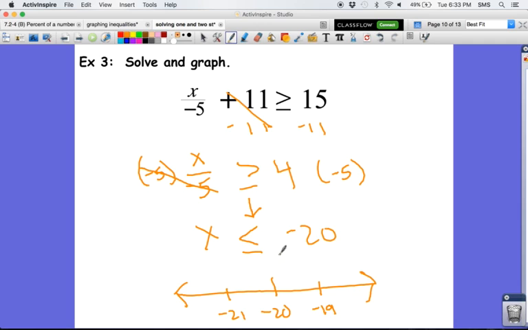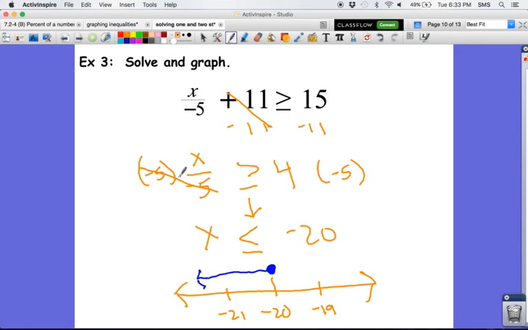I'm going to do a closed circle because of that or equal to symbol on the bottom. So because it says or equal to, that means I can do a closed circle on negative 20 because negative 20 is part of the solution because it could be equal to it. And because x is less than, I shade to the left.